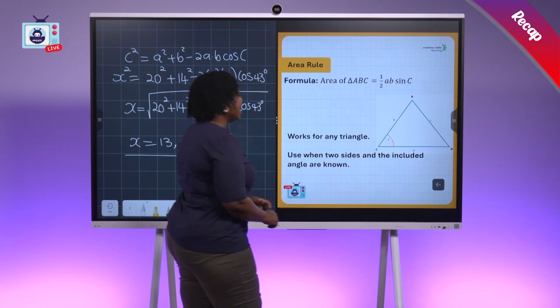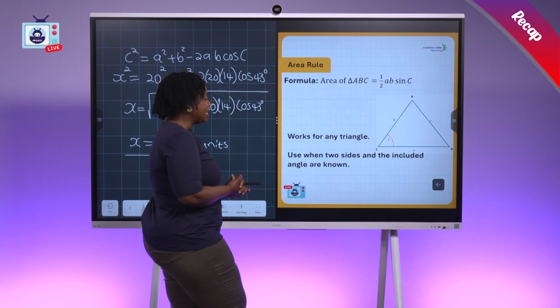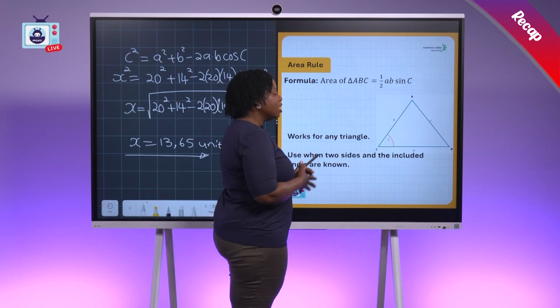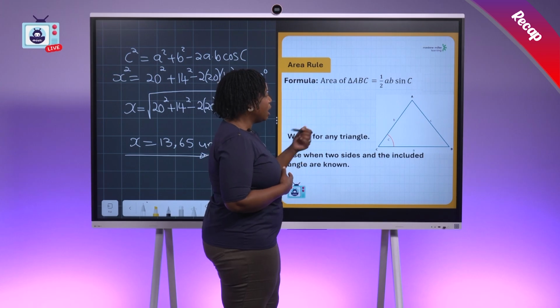Our third one is the area rule. The area rule as well has a focus. They need to give you two sides and an included angle. Those two must be known for you to be able to find what? For you to be able to find the area.